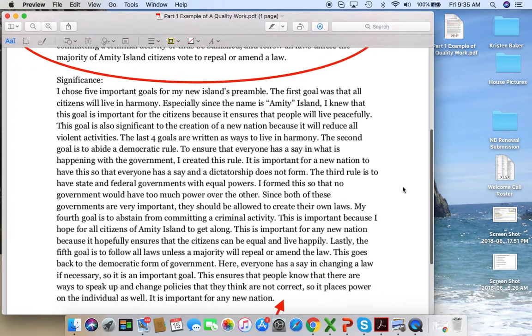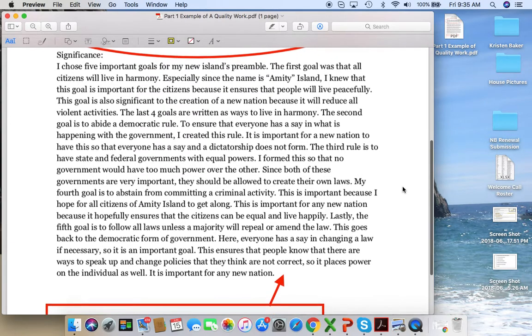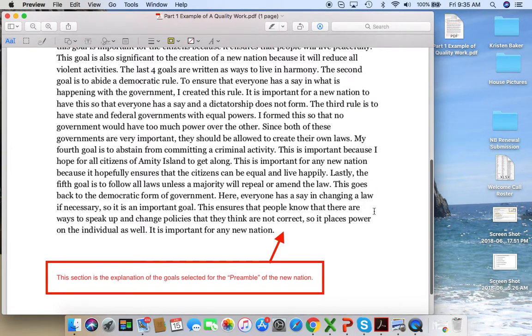Then she has her paragraph with the significance, and she has 5 goals. You're only required to have 4, but you can have 5. And so you can see she wrote a well-written paragraph, and it explained the goals of the preamble.